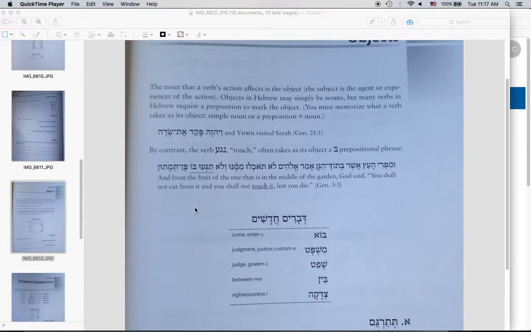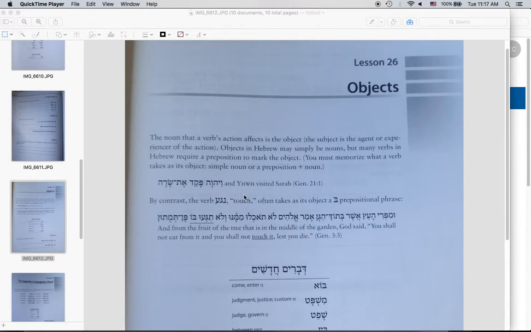We'll become more familiar with this as we read more Hebrew, so it's not something that we necessarily need to memorize, although the more we're aware of those verbs that require simple objects and those that require prepositional phrases as objects, the better we will be at translating. So lesson 26 is objects.